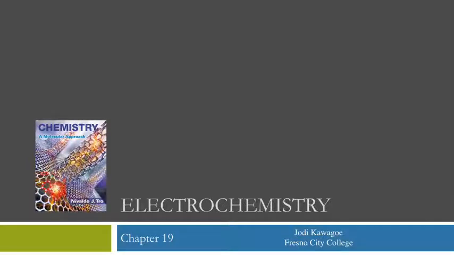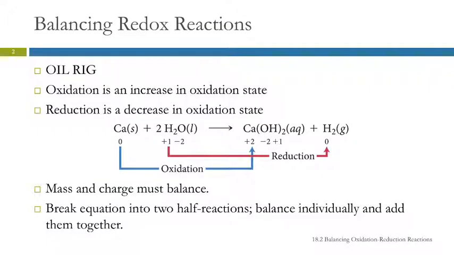And we're going to cover one section from Chapter 19. This will also be covered in Chem 1B if you're going to take that class, but it's listed on the course outline for Chem 1A, and so we're supposed to cover it. And the thing we need to cover is balancing redox reactions.